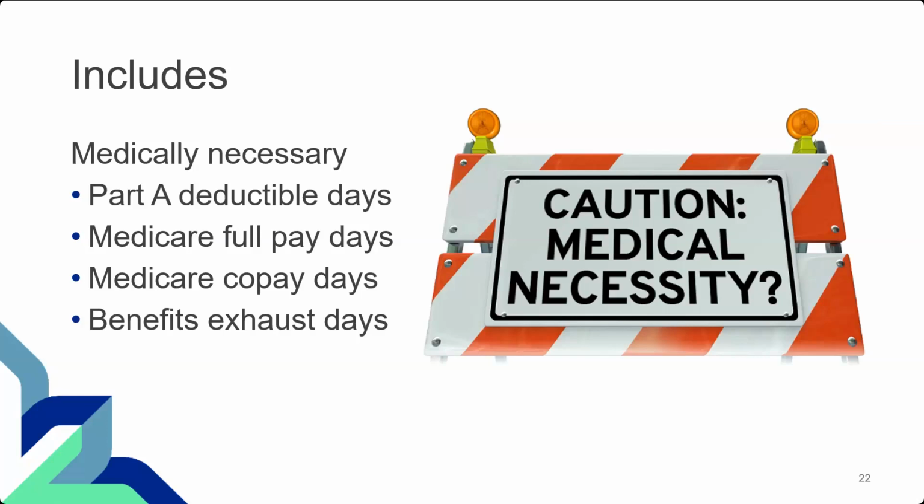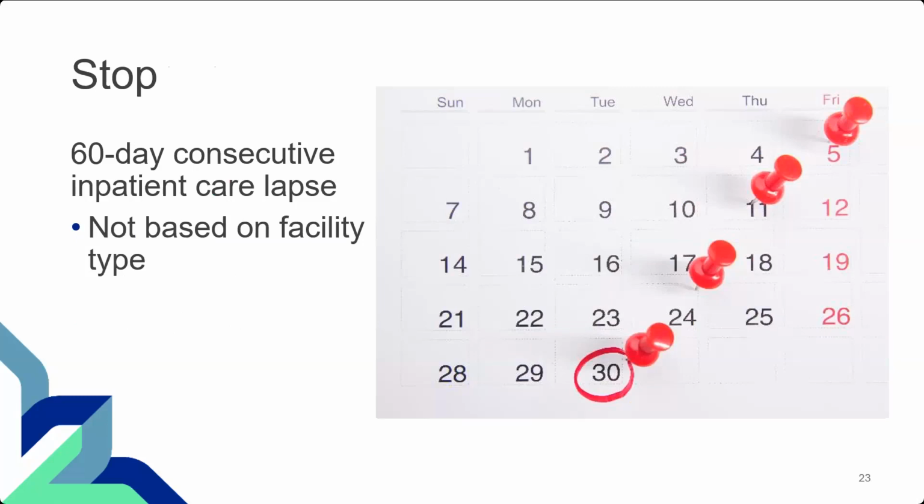Okay, so we know what starts it. We know what's included. So then what stops it? What stops a benefit period is 60 consecutive calendar days with an inpatient care lapse. In other words, there is no inpatient care for 60 consecutive calendar days. This is not based on a certain facility type. So just because you go back to a hospital from a skilled nursing facility and you haven't been in a hospital for over 60 days, but you were in a skilled nursing facility 39 days ago, it doesn't matter.